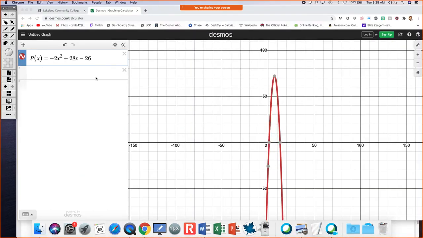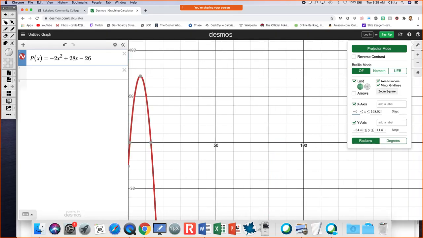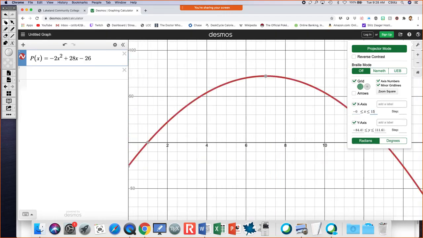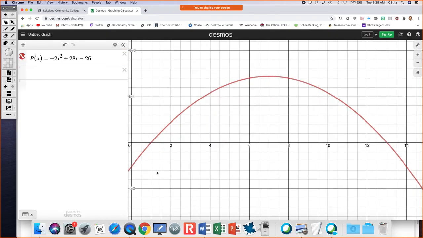All right, so if we wanted to look at this here, we can adjust our window like we can with a graphing calculator. We only care about between 0 and 15 anyway. Right? And that's actually a pretty good window there. So here we go. Let's label all these points. And we can kind of see what's happening here with this.